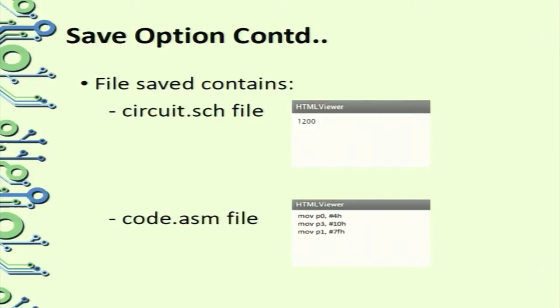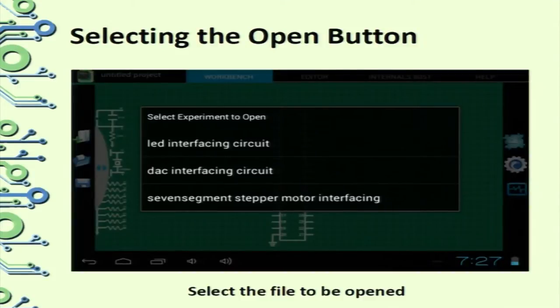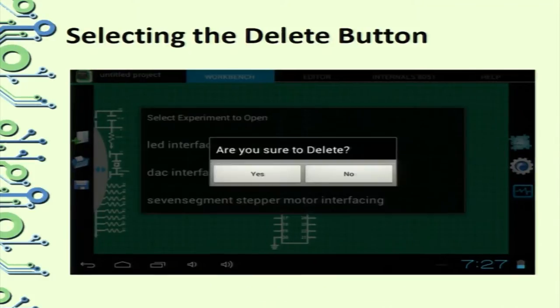Circuit.sch is a schematic file which saves the IDs of the circuits. For example, here 1200 says that the LED circuit is connected on port 0. And the code.asm file will have the text written by the user. On tapping the open button, a list view of previously saved projects will appear. On a single click, the experiment will be loaded. On a long click, the option to delete will appear.